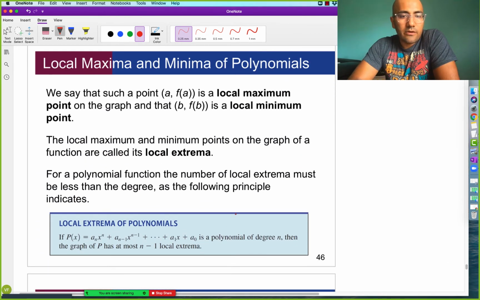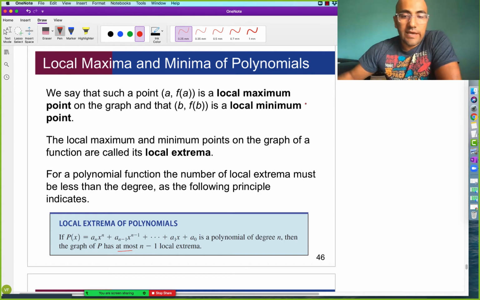This next theorem here just kind of helps us identify how many to expect. So if p of x is a polynomial, a standard polynomial of degree n, then the graph has at most n minus 1 extrema, combinations of maximums and minimums. And note that this is at most. It doesn't mean that it has to have that many. It means that it's the most it could possibly have, but it might be less.